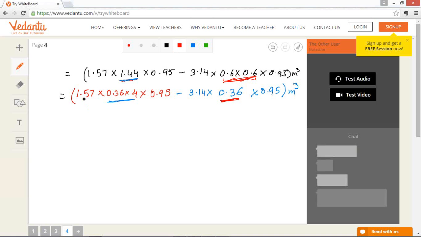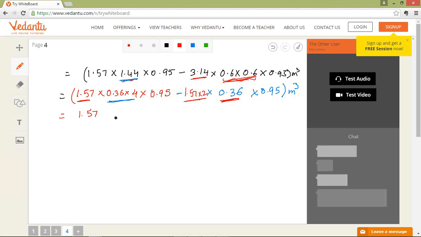So now 3.14 can also be written as 1.57 into 2. Okay, so what I will do, I will erase 3.14 and I will write it as 1.57 into 2. So this has been written as 1.57 into 2. So now this will help me to take out common and make my calculation simple. So I'll take out 1.57 common, 0.36 common, 0.95 and 2 can be taken out common, and in bracket I'm left with 2 minus 1 meter cube.